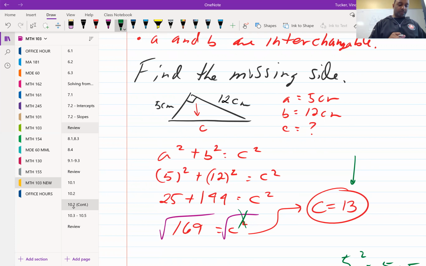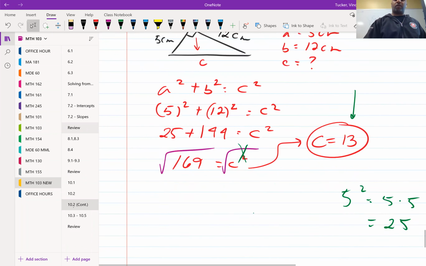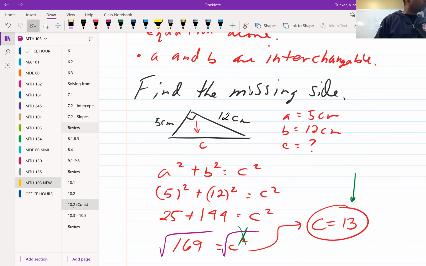Any questions? Any questions? Everybody good? Everybody straight? All right, so we're good to go. That's it for 10.2. Any questions? Everybody good? Everybody straight?